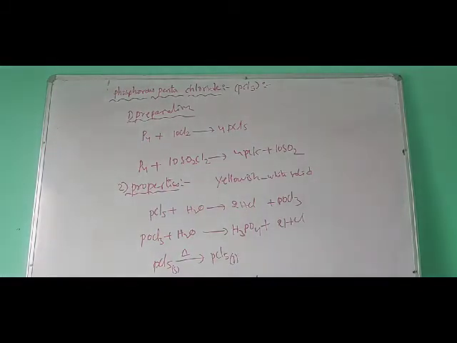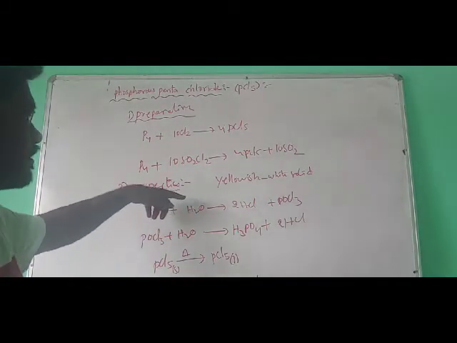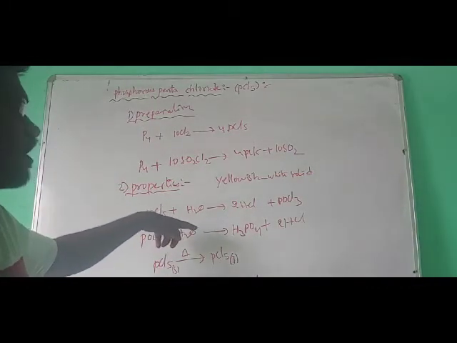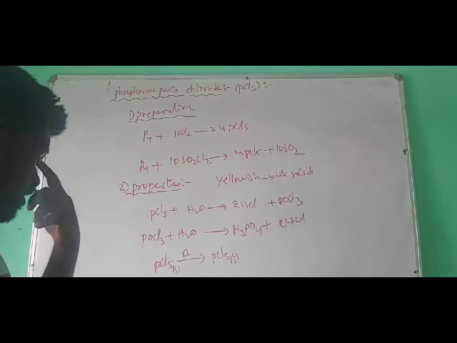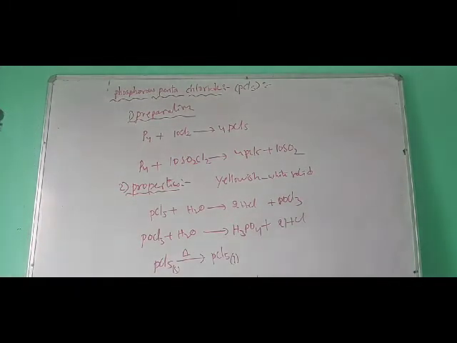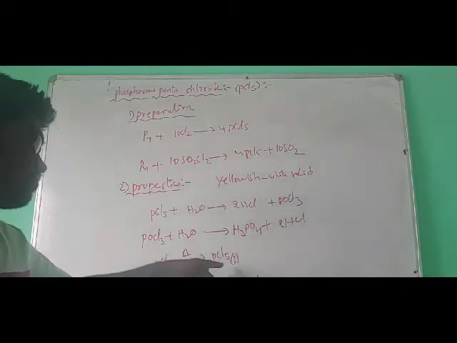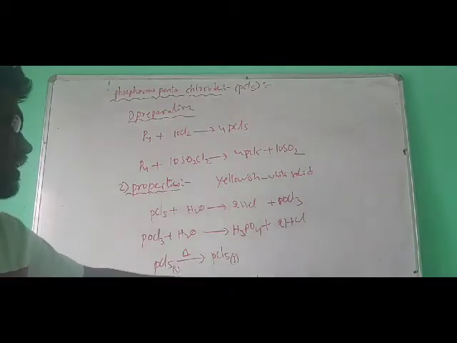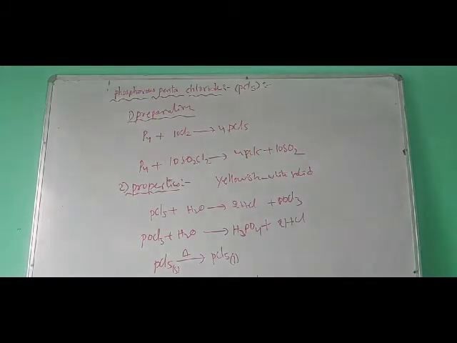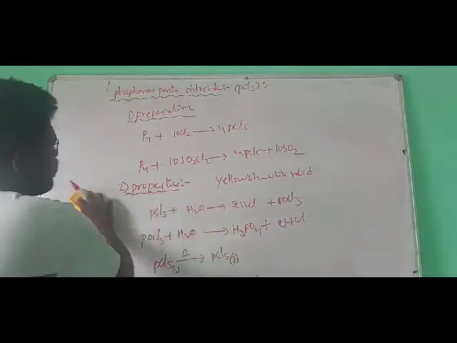Right? So properties: this is a yellowish white solid, and when it reacts with water, we can get POCl3. This POCl3 further treated with water gives orthophosphoric acid. Upon heating, this one undergoes sublimation, means directly turns from solid to gas. Upon strong heating, this one decomposes to give PCl3, and the next one Cl2 gas. Right. And the next properties.